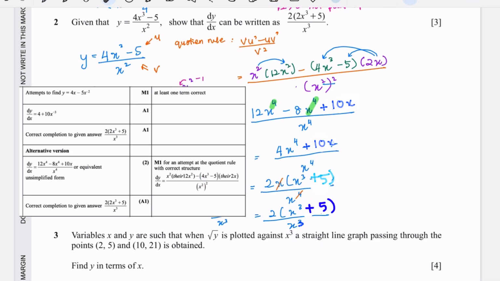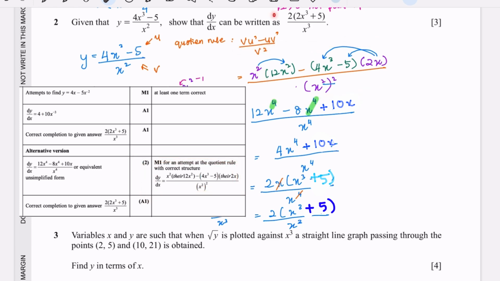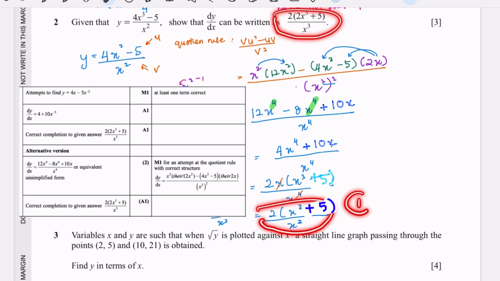This is the marking scheme. This question is 3 marks. 2 marks, this is the uv prime minus vu prime over v squared. So if I do this part, which is this one, I'm going to get 2 marks. If I rewrite it again in this format, which is over here, I will get my mark.